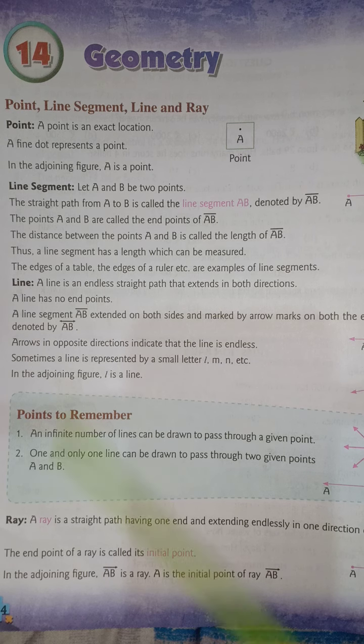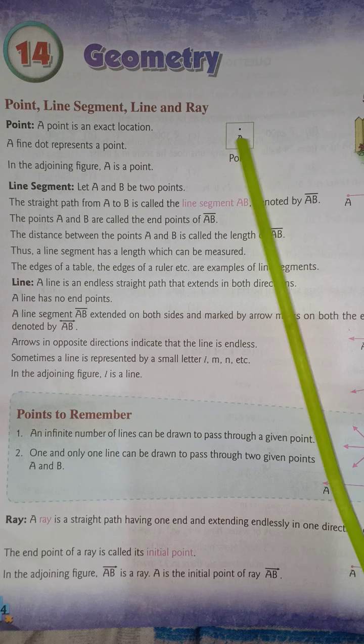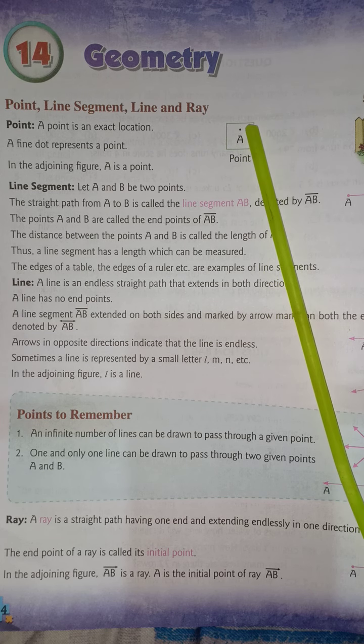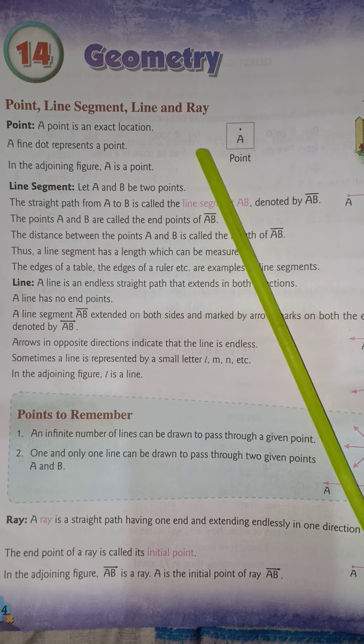So, a point is an exact location. A fine dot represents a point. Dot is also called a point. In the adjoining figure, A is a point.